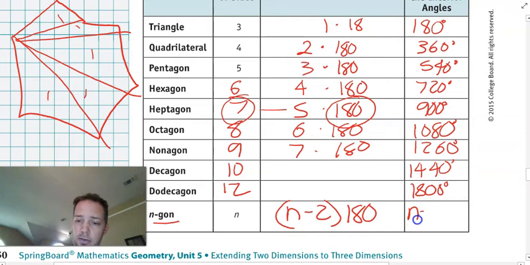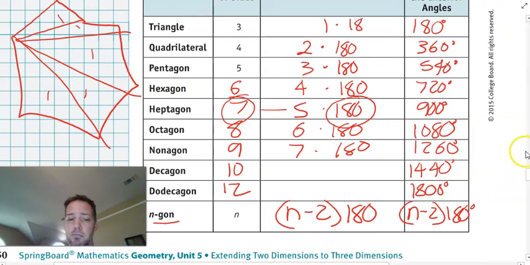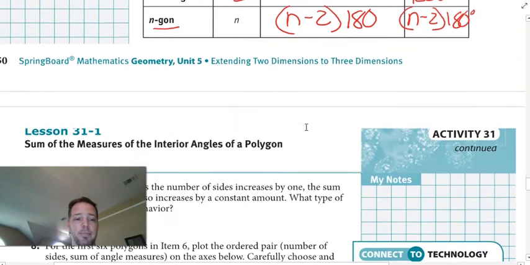So n minus 2, times 180 is how we could figure out the sum of the interior angles of any polygon. And n is just the number of sides. We subtract 2 to figure out how many triangles we could draw, and then multiply by 180.